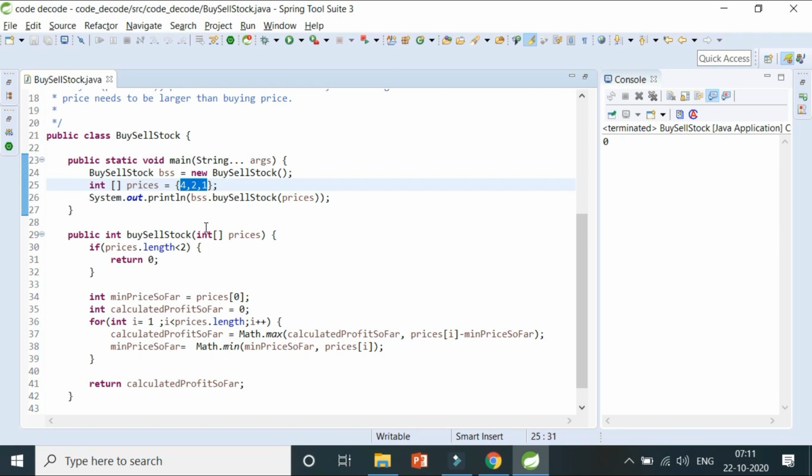Okay, so let's take another example. Let's say 3 comma 5 comma 2 comma 1. What would happen in this case? So the profit would be 2 because I have bought the stock at rupees 3 and I have sold the stock at rupees 5.